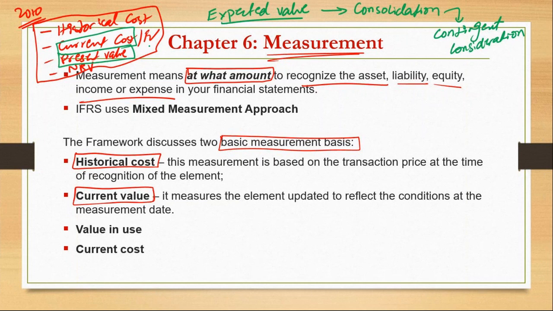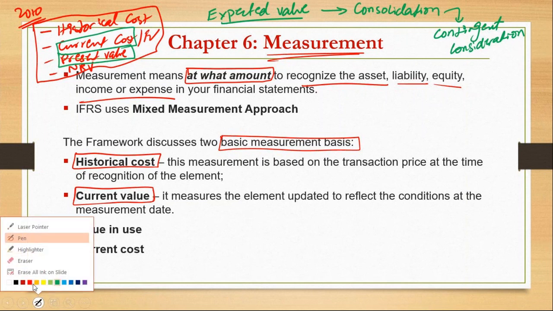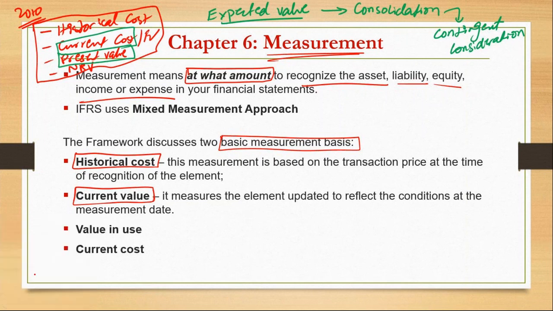So what happened? The framework actually changed the concept, and they said, okay, from now onwards, there are only two methods: historical cost and current value. Now, this current value includes the fair value, the present value, the expected value, the value in use, and every other value that relates to today's time. So either we take the original cost or we take any value of today's. That is fine with us.